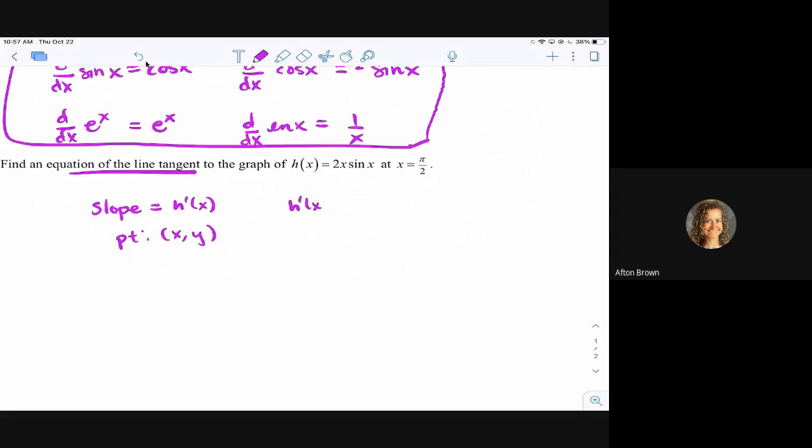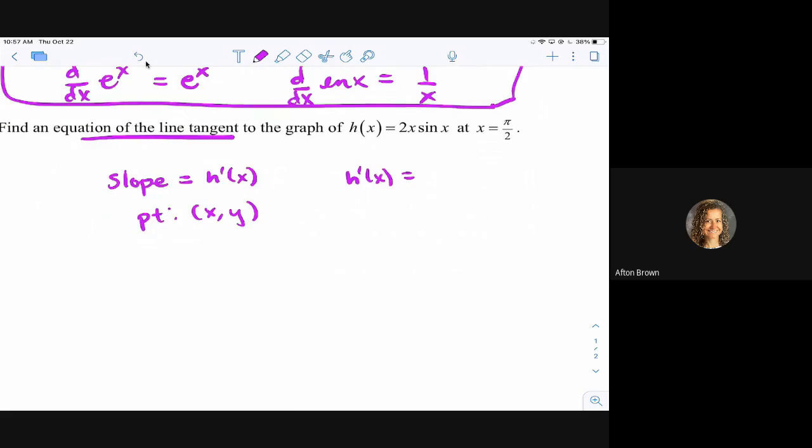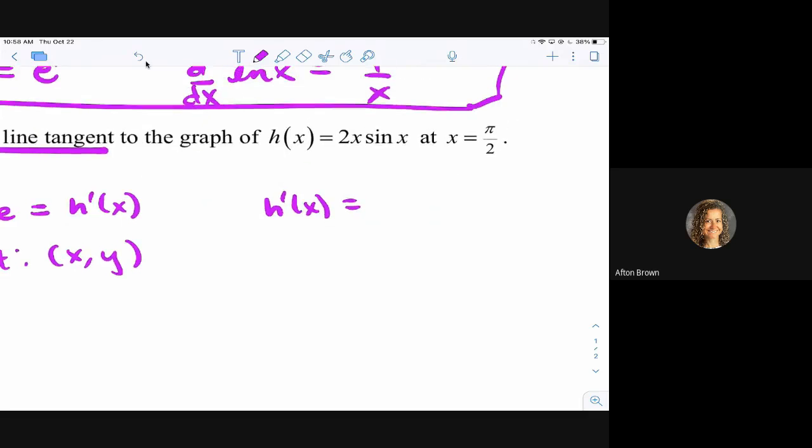So when we find h prime, what do you guys notice? What rule are we going to have to apply? 2x sin x. Product, you guys see this as a product rule? I see it as 2 separate functions. The first function is 2x, that's a product, it's times sine x. So the second function is sine.